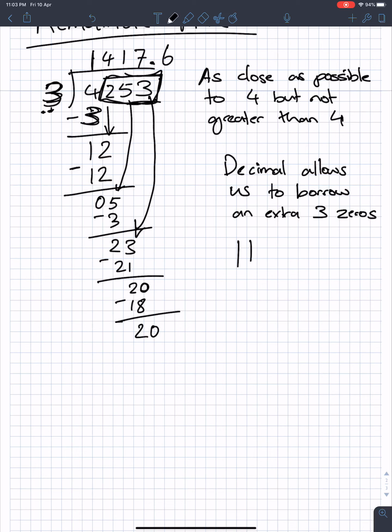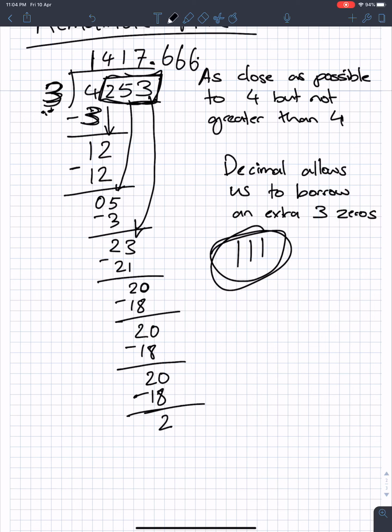What in your 3 times table is closest to 20, right? So 6 times 3 is 18. Same process, you're left with 2, and we're using our last zero here, and again, you're left with 20. So 6 times 3 is 18. Subtract these, and you're left with 2. But now we've used up our 3 zeros, right? So what can we do? We put remainder 2, right?